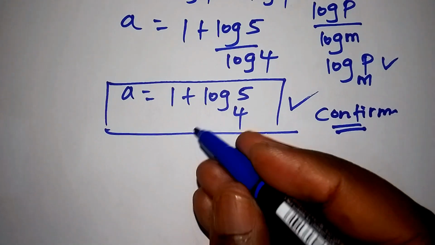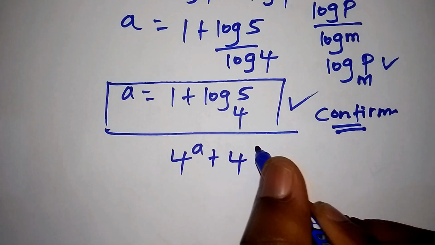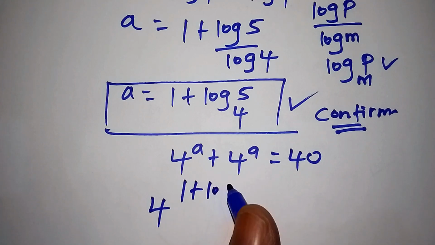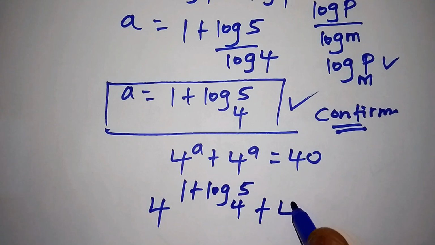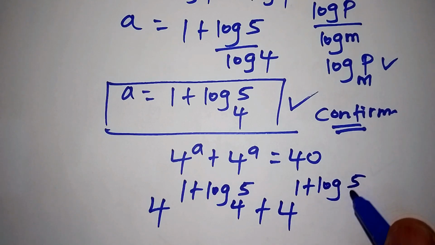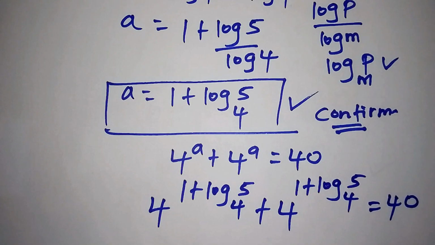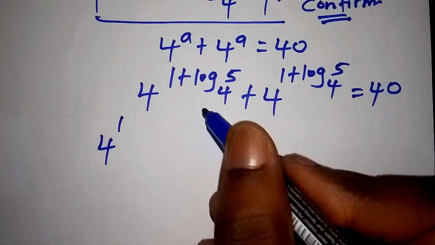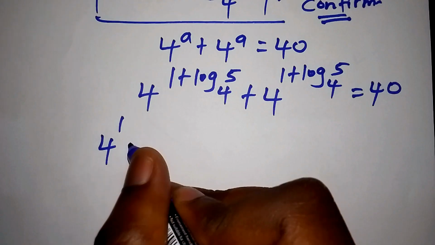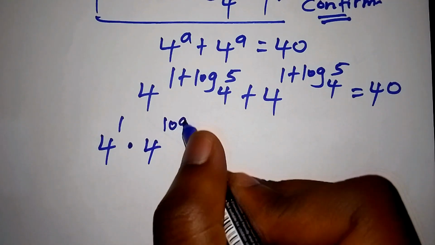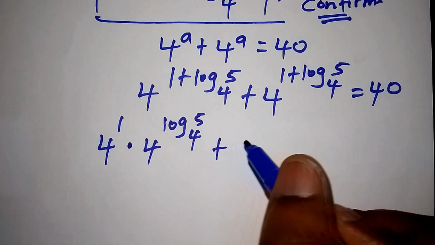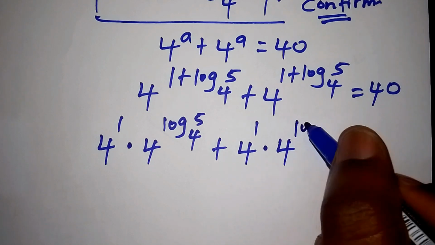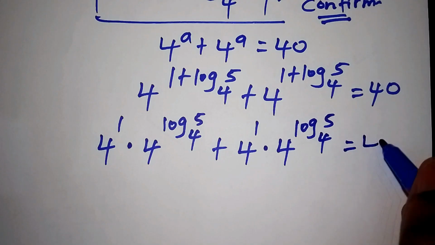So our question was 4 to the power of a plus 4 to the power of a is equal to 40. So instead of having a, we shall now have 4 to the power of 1 plus the log of 5 to the base of 4, plus again 4 to the power of 1 plus the log of 5 to the base of 4, is equal to 40. So we can now rewrite it as 4 to the power of 1 multiplied by 4 to the power of log of 5 to the base of 4, plus 4 to the power of 1 multiplied by 4 to the power of log of 5 to the base of 4, is equal to 40, since the plus in the exponent changes to multiplication according to the law of logarithms.